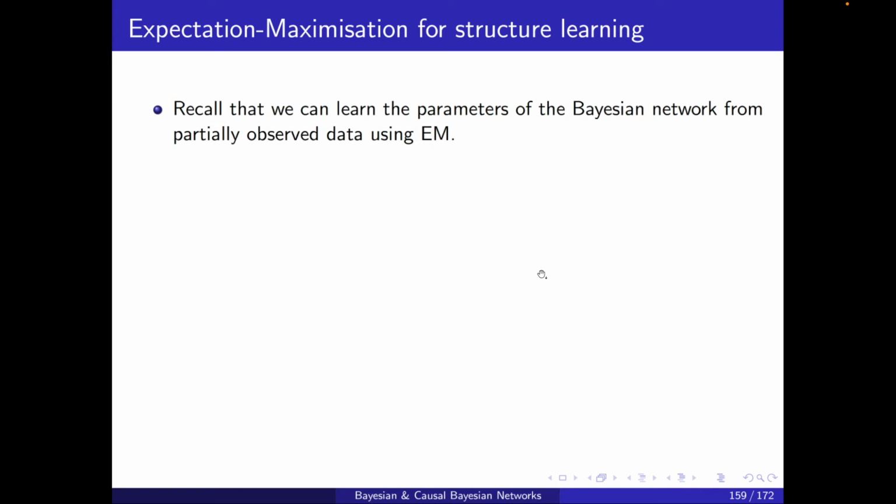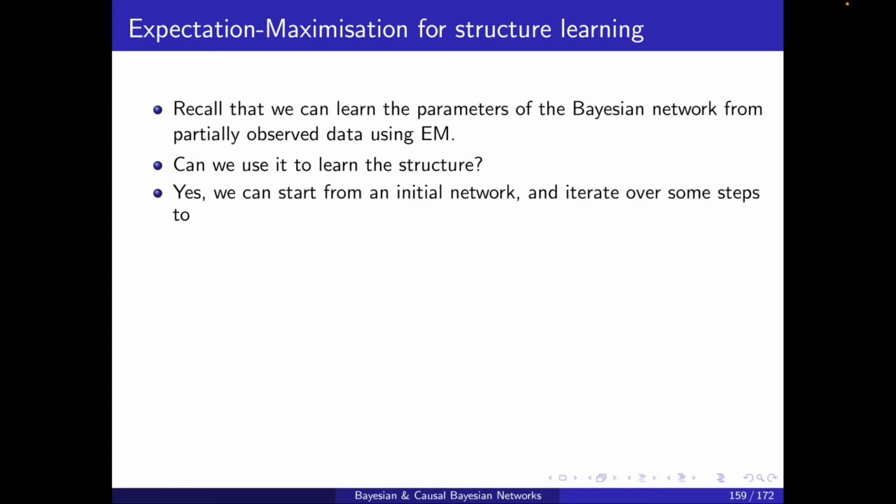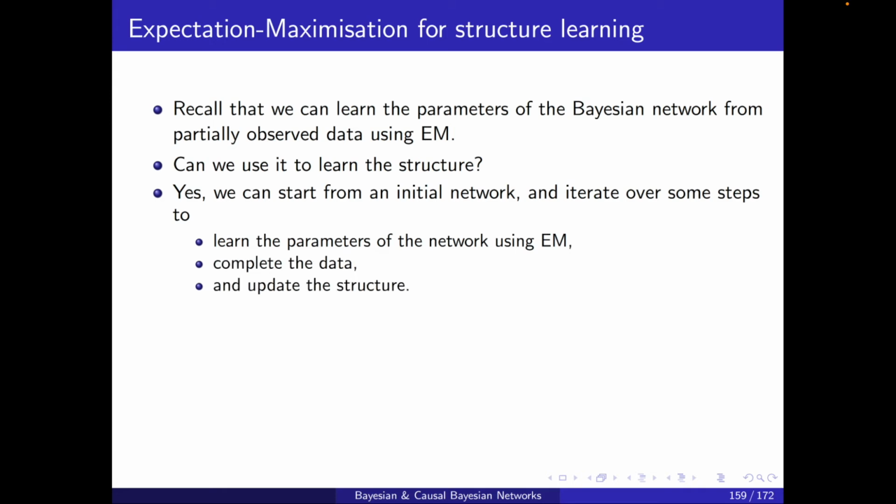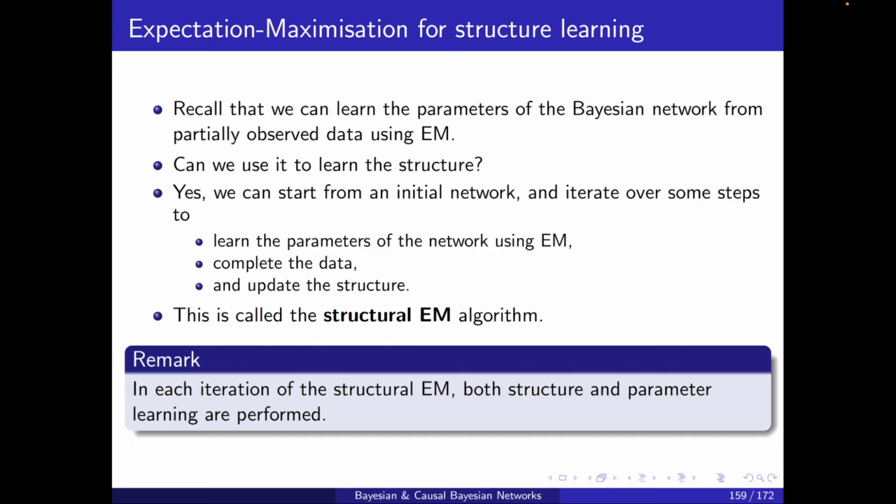Recall that we can learn the parameters of a Bayesian network from partially observed data using EM. We had that in the parameter learning. Can we use it to learn the structure? The answer is yes. We can start from an initial network and iterate over some steps to learn the parameters of the network using EM, complete the data set, and update the structure. This is called the structural EM algorithm. And a remark: in each iteration of the structural EM, both structure and parameter learning are performed.